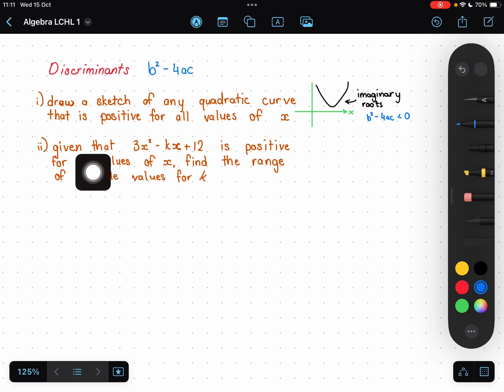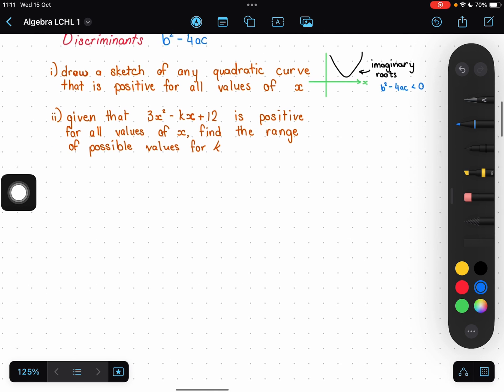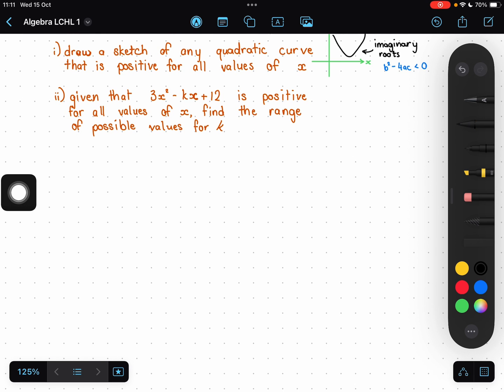So part 2 says, given that 3x squared minus kx plus 12 is positive for all values of x, find the range of possible values for k. So here it said that it's positive for all values of x. They actually hinted to it in part 1: it has imaginary roots. So that means that b squared minus 4ac has to be less than 0.